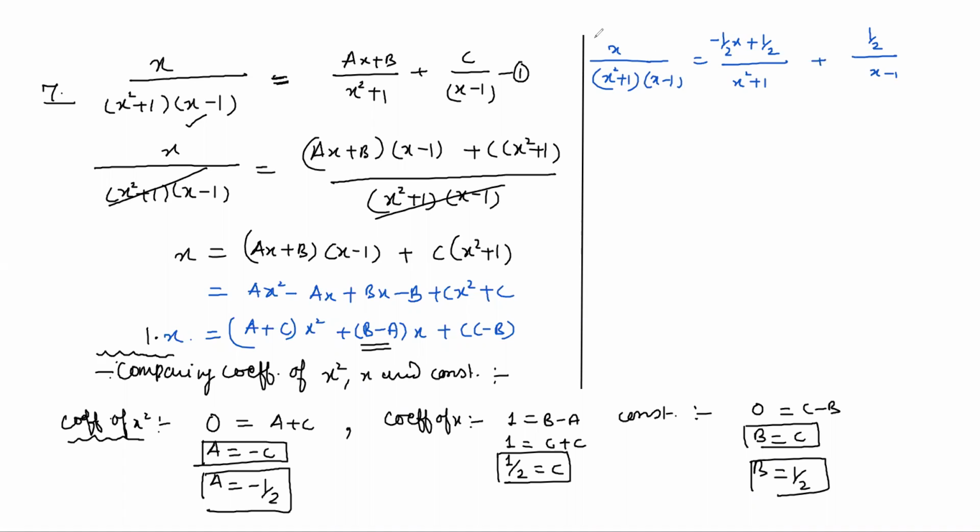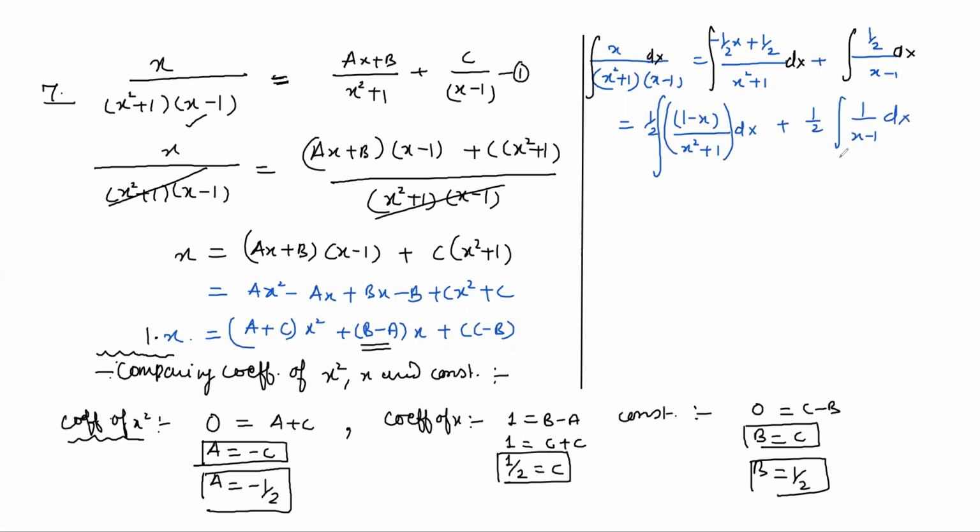Now I need to do the integration of each of these terms. So 1 by 2 is common. It becomes (1 minus x) upon (x square plus 1) dx, plus 1 by 2 times 1 upon (x minus 1) dx.